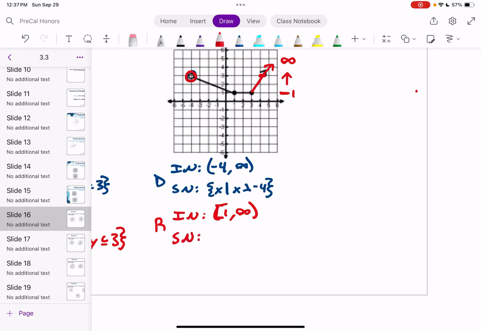In set notation, we would have y such that y is greater than or equal to one.